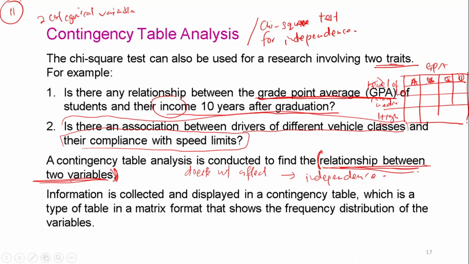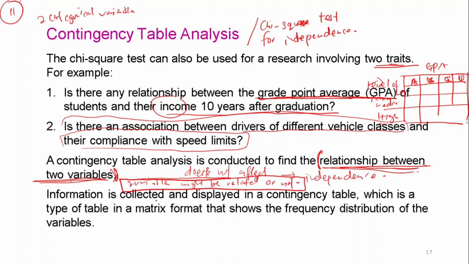Okay, so we want to decide if two variables might be related or not. Okay, so that's the reason why we use contingency table analysis. So this one we want to see the relationship between two variables, which is we want to see whether the two variables are related to each other or not.